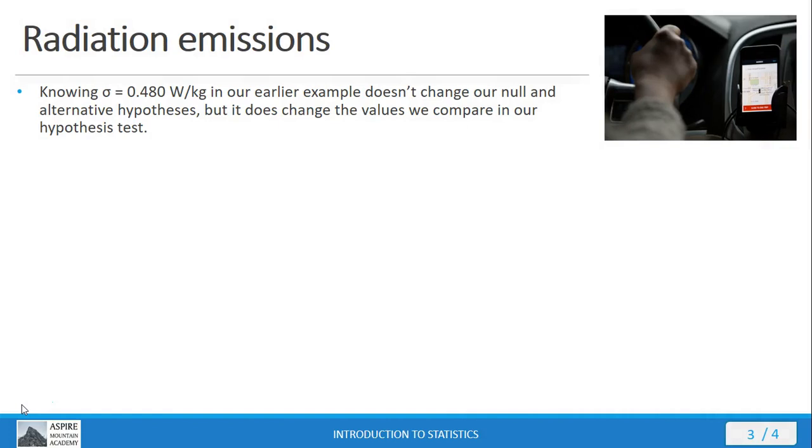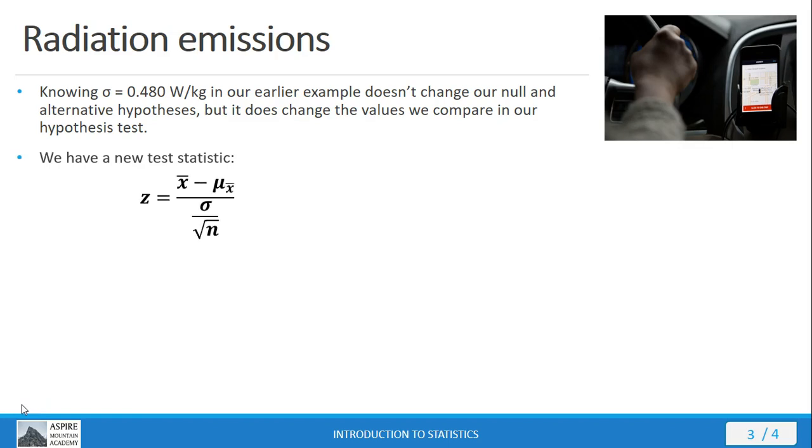So going back to our radiation emissions example that we saw in the previous mini lecture, if we know that the standard deviation for the population is 0.48 watts per kilogram, then that knowledge isn't going to change our null and alternative hypotheses, but it is going to change the values we're going to compare to resolve our hypothesis test. So we've got the same hypotheses, but we have a new test statistic.